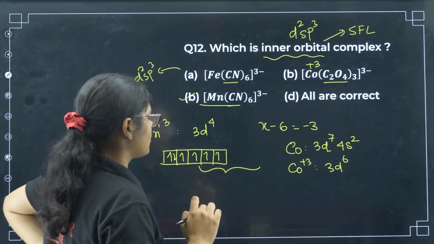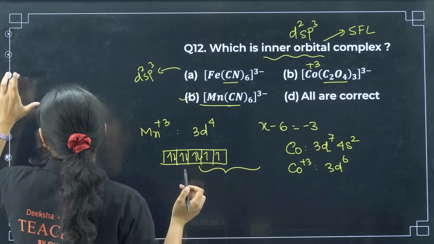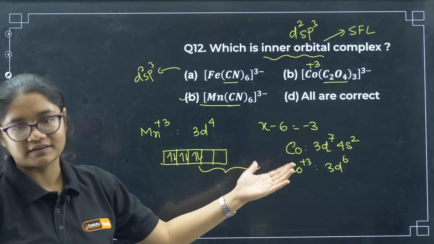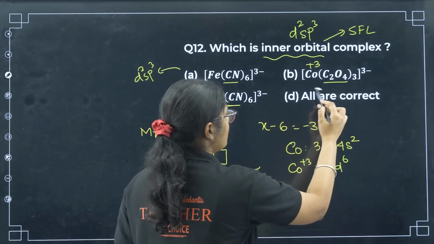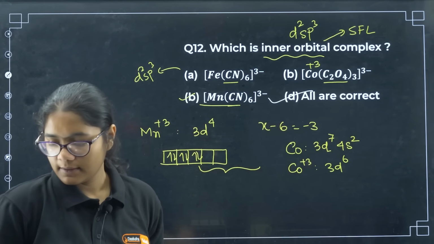Now because it is a strong field ligand, again there will be pairing. So here there will be pairing. These 2 orbitals will be vacant, and it will give you d2sp3 hybridization. So all of them are correct. Okay, all of them are correct.